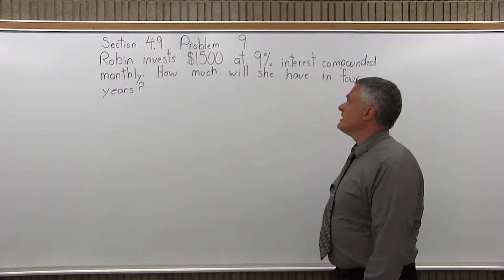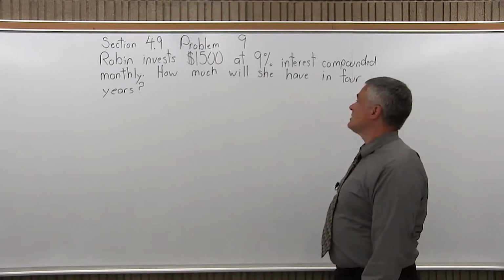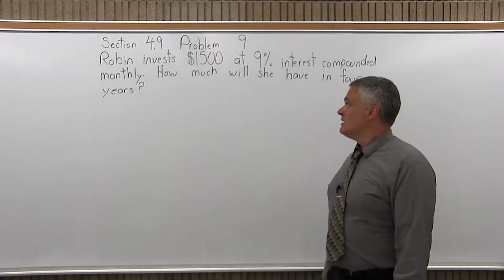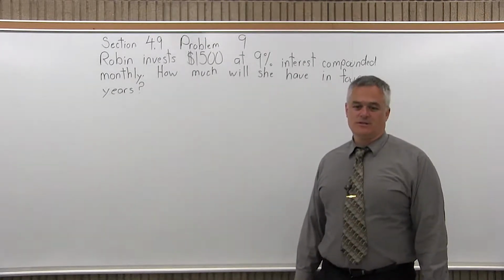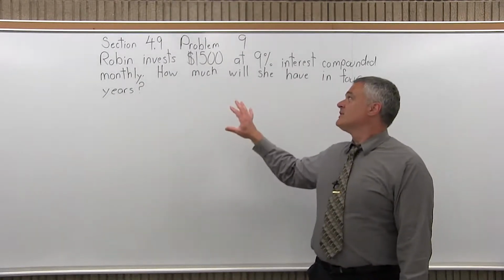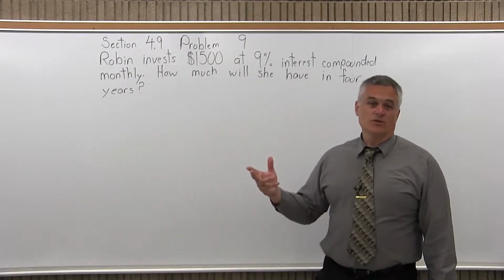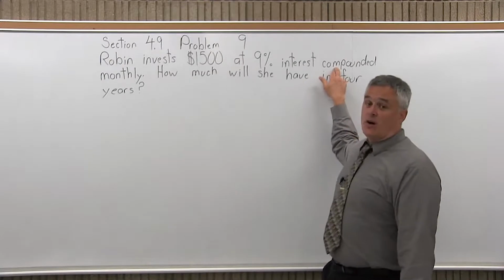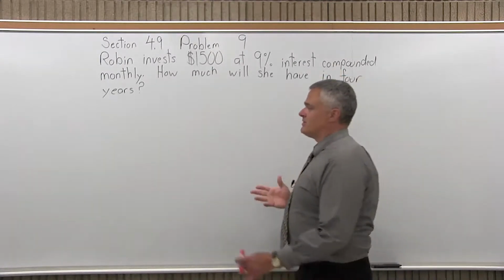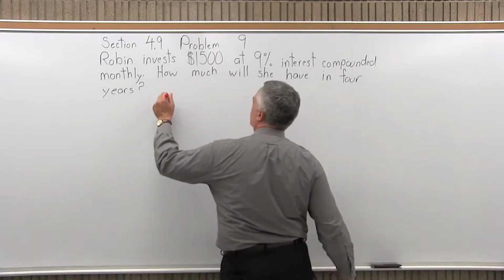It says Robin invests $1,500 at 9% interest compounded monthly. How much will she have in 4 years? So the first thing with any of these finance questions is which of the two formulas to use, simple interest or compound interest. And it's mentioned right here, compounded, so we have to use a compound interest formula. That's the bigger, kind of more complicated looking one.